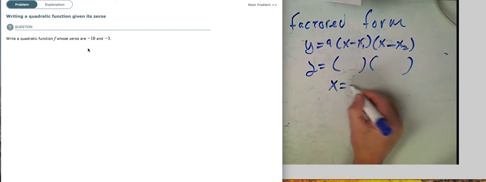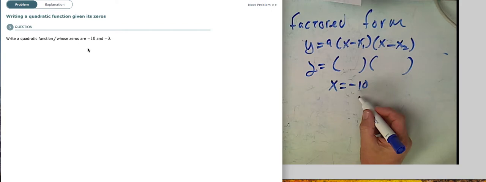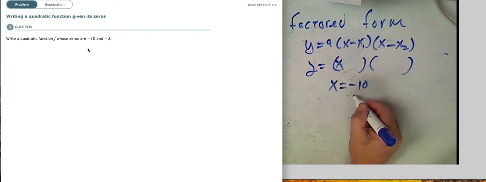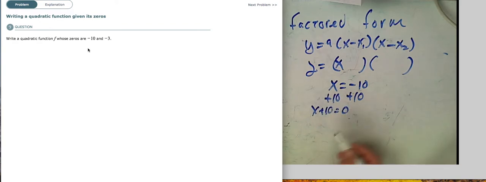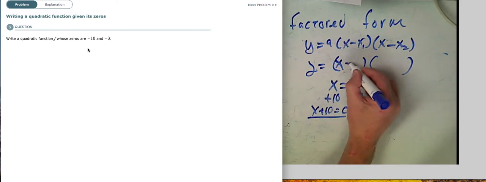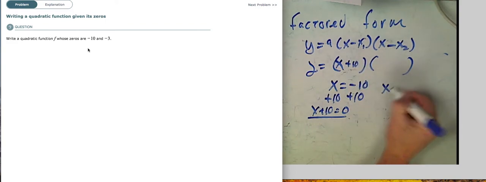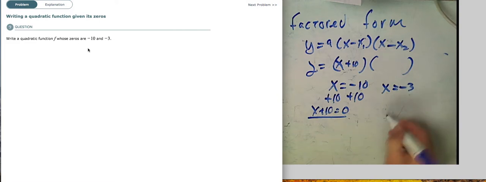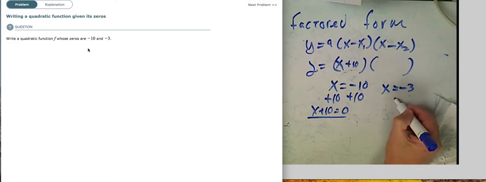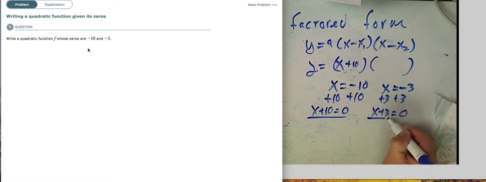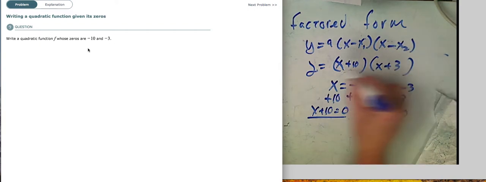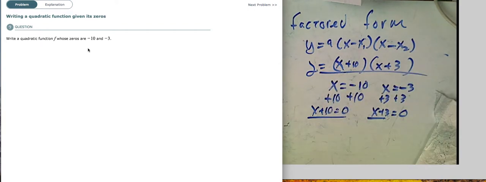And so if we know that x equals negative 10, and we want a 0, what I'm going to do is solve for 0. So I'm going to just add 10 here, and I'm going to get x plus 10 equals 0. Oh look, so that's one of my factors, x plus 10. And then I have another 0 at negative 3, x equals negative 3. So I'm just going to add 3 to both sides so that I get x plus 3 equals 0. And there's my other root. And so this is a quadratic equation whose zeros are negative 10 and negative 3.